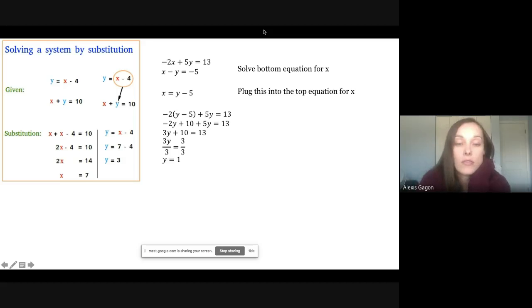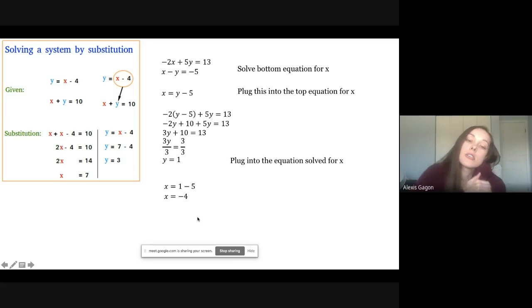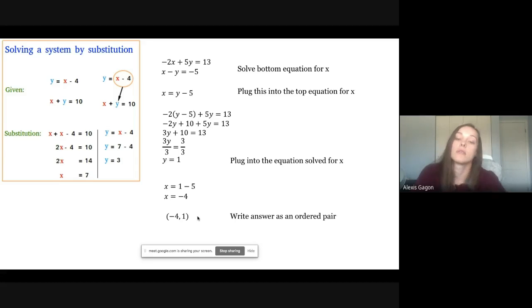But then we've solved for y, so we can plug that into the equation we solved for x. And we just get x equals 1 minus 5, which is negative 4. Write your answer as an ordered pair, so that's going to be negative 4, 1.